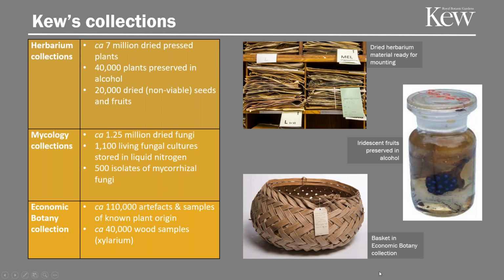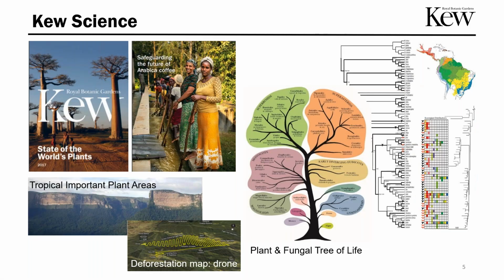But one of the most fascinating and enjoyable is the economic botany collection, where you get artifacts created by humans for the use of humans. So this basket is an example, but it includes poisoned arrows from the Amazon, medicines, construction materials, and so forth. And my colleagues do research in all sorts of different ways.